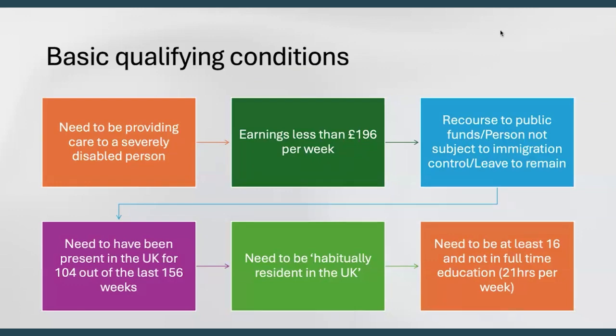Similar to what we've discussed, basic conditions for carer's allowance. Earnings need to be below the threshold. There needs to be recourse to public funds, no immigration conditions attached to that. You need to have been present in the UK, which is the past presence test, similar to the disability-based benefits. You need to be in the UK and not in full-time education.